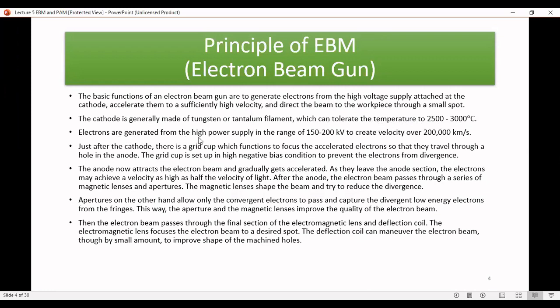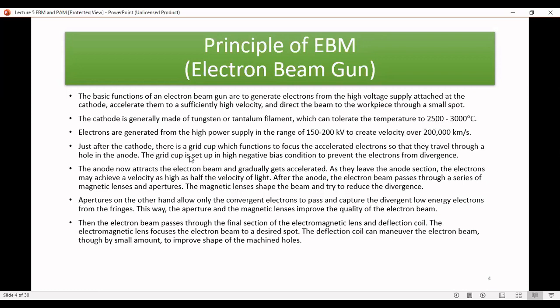Electrons are accelerated by a high power supply in the range of 150 to 200 kilovolts to create a velocity over 200,000 kilometers per second. So you're talking about the velocity of the electron itself, based on this particular voltage potential difference.